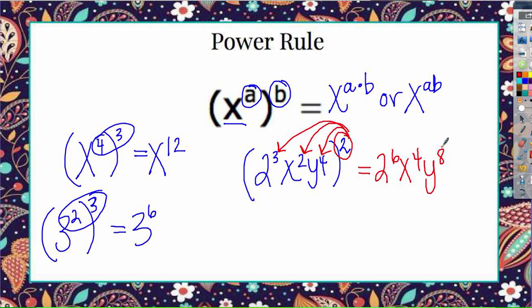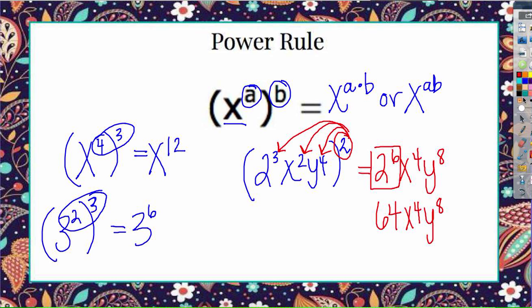If they actually ask you to continue to simplify completely, the only thing you can simplify further would be the 2 to the 6th power, and we know that that is 64. So the most simplified version of the answer would be 64, x to the 4th, y to the 8th.